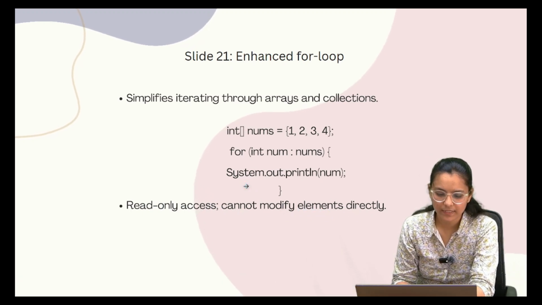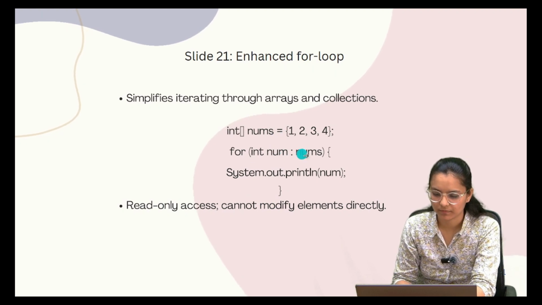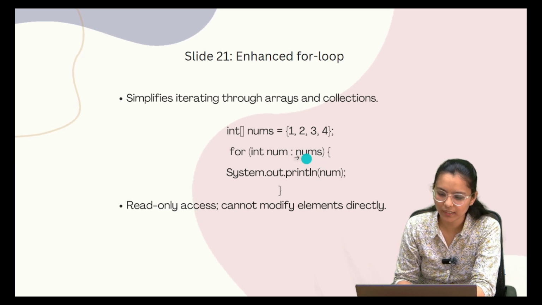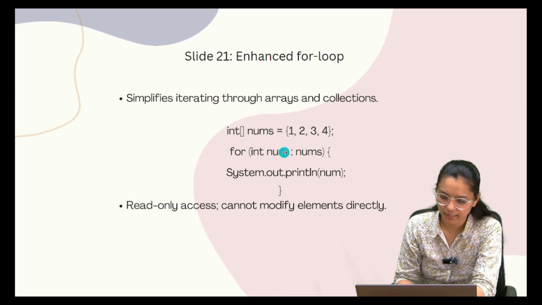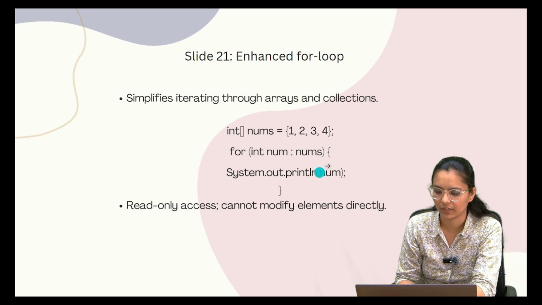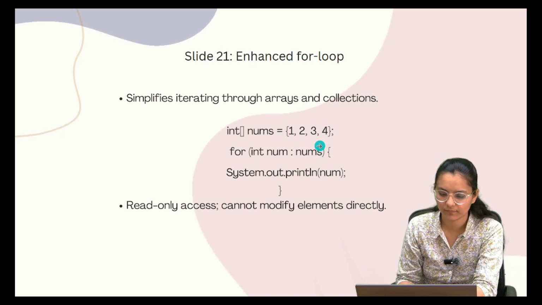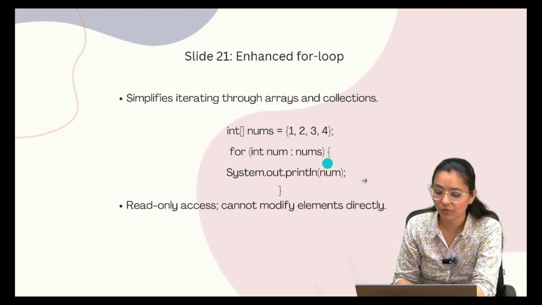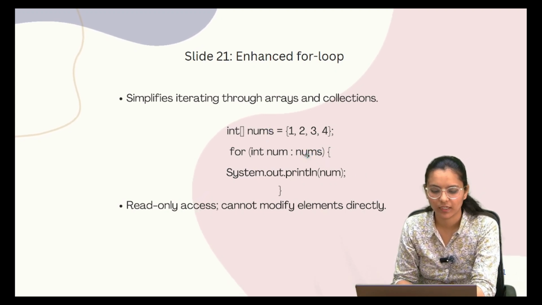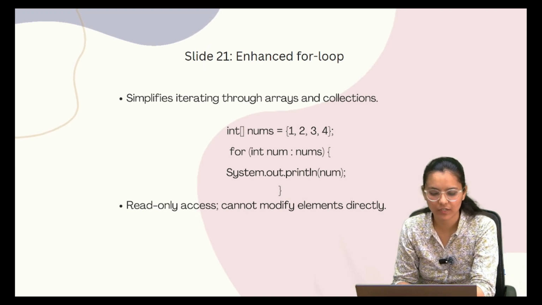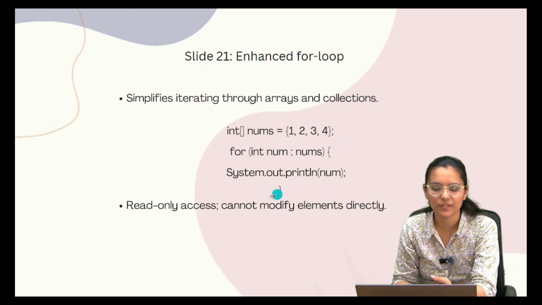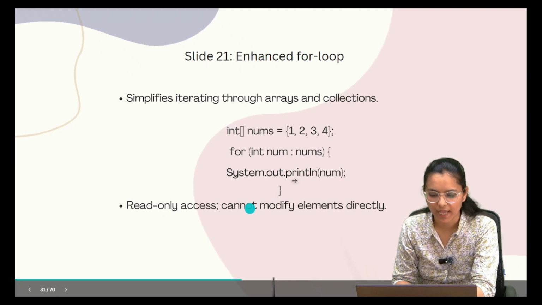This means take each value from nums and store it in num, and print that num value. So here we will get the output like 1, 2, 3, 4. Next, about the for each loop: first, it is easy to write. Second, read only means you cannot change the values directly inside the loop. Third, it is best for printing and reading the data from arrays.